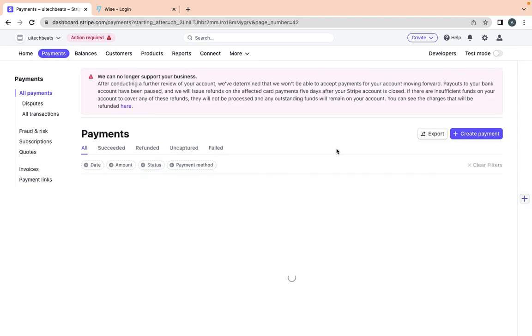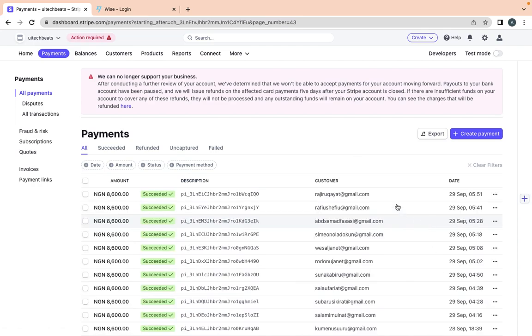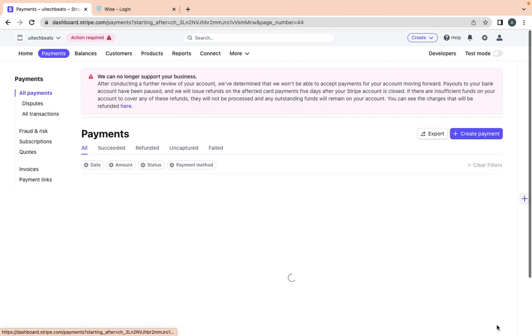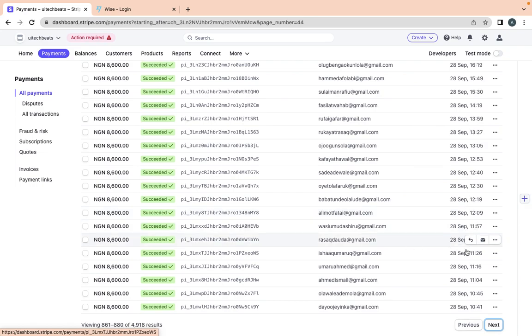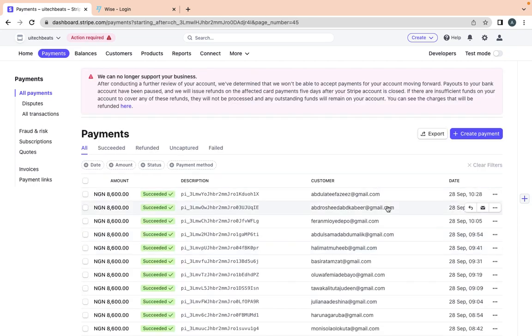Then once you are using Stripe, make sure you do less than maybe $4,000 in a month, or less than $4,000 or $5,000, just to be safe, so that you don't get your funds blocked. Because once you start receiving a lot of money on your Stripe account, they'll keep verifying, and most times when they start verifying, you're going to get your account blocked.